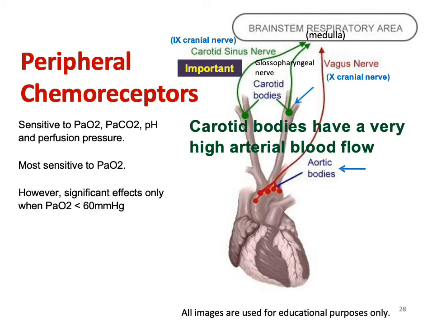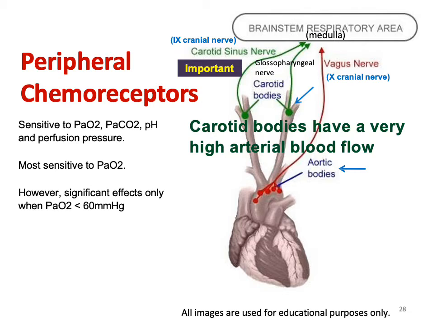So before we move to the peripheral chemoreceptors, I just want to make a point here. The increment in hydrogen ion in the CSF will activate the DRG, or the dorsal respiratory group, which is the inspiratory center, and this leads to an increase in respiration rate. Now let me talk about the peripheral chemoreceptors.